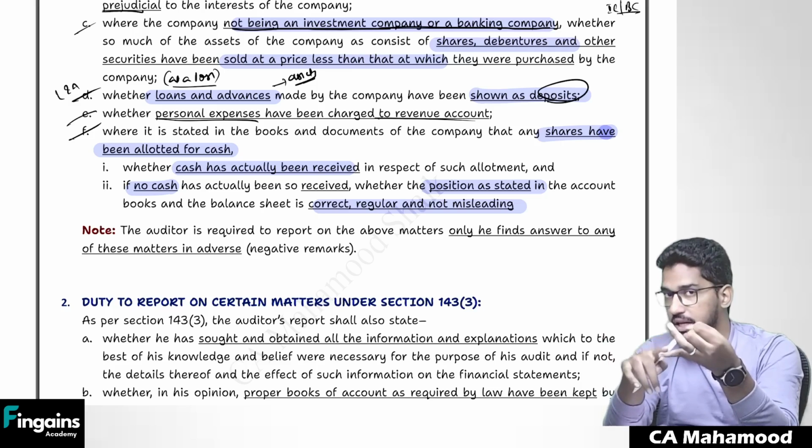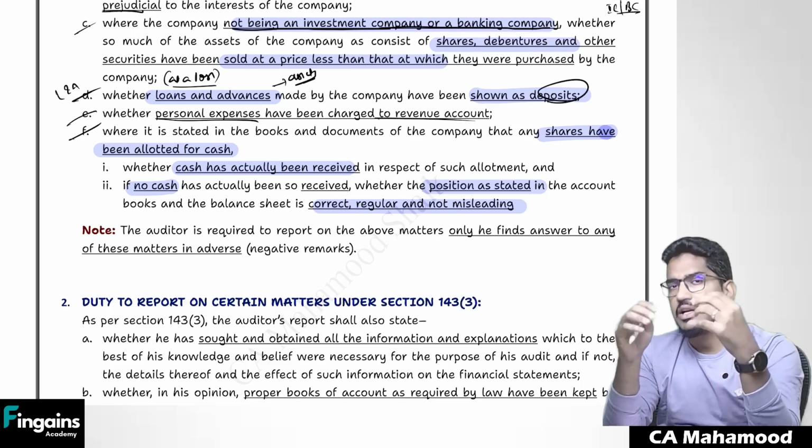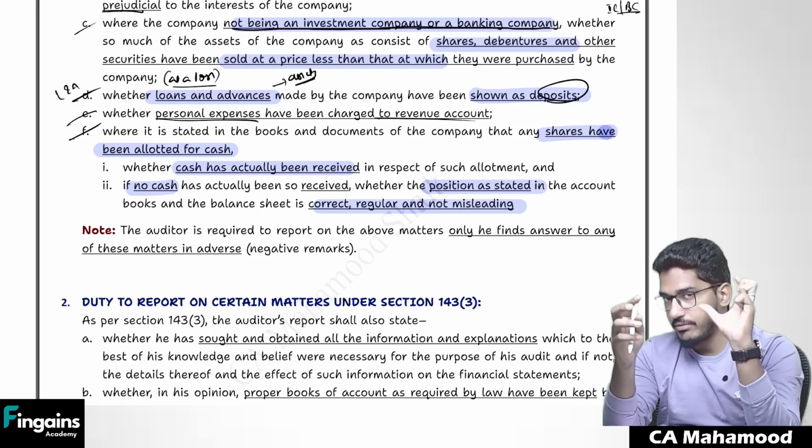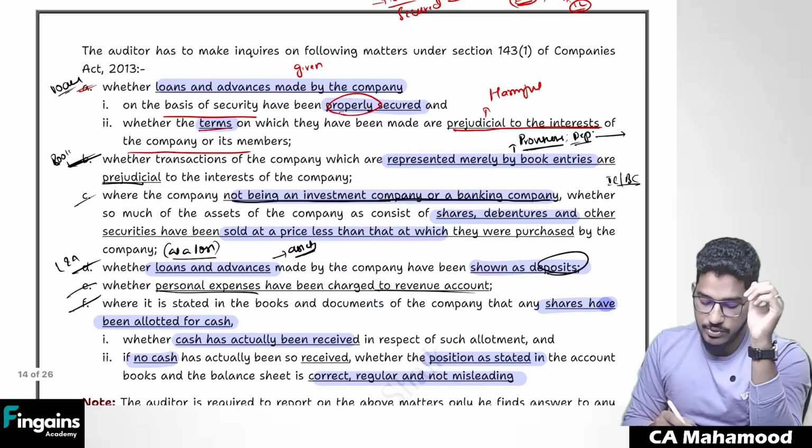In case they haven't received the cash, whatever position has been stated in the books of accounts, whether it is correct or not, like calls in arrears, etc., these kinds of adjustments they have to show. Clear? So these are the 6 matters which are required to be reported under 143 subsection 1.